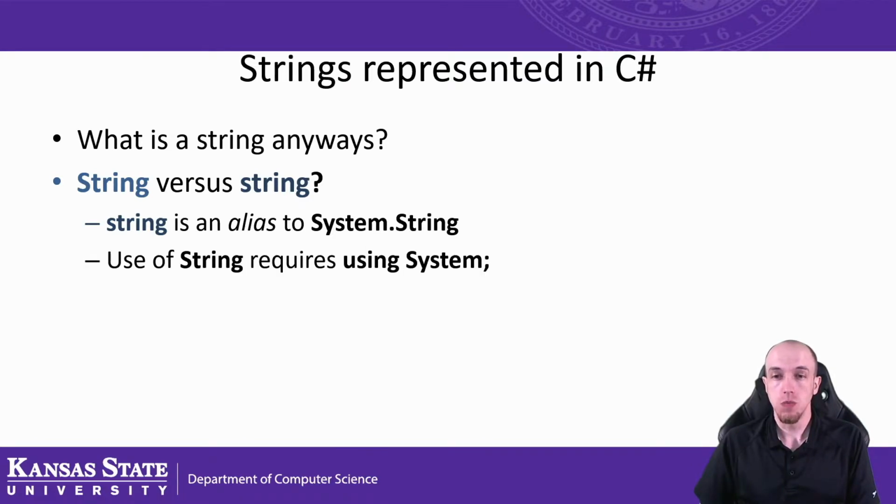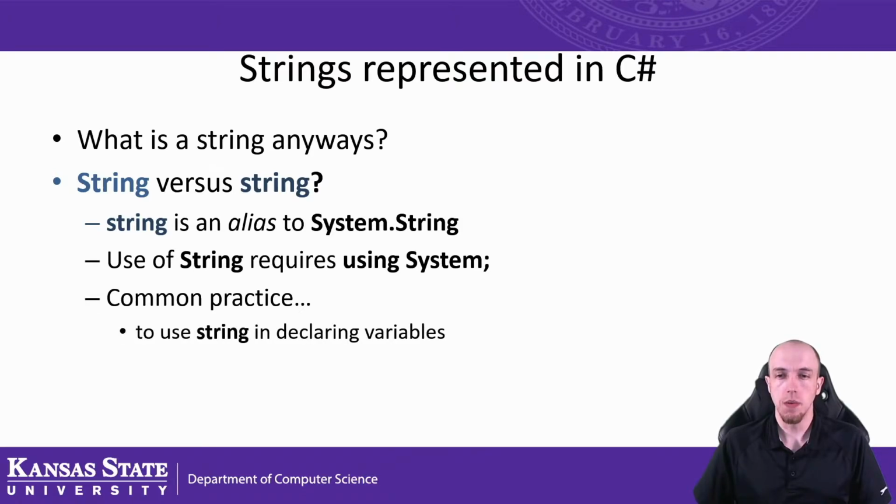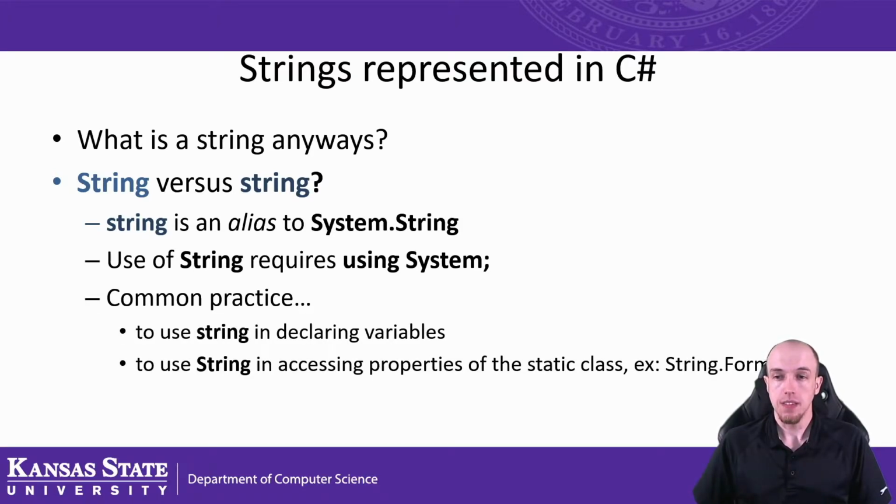And in fact, when you try to use the string data type, you actually have to import or add the using statement for System, unlike many of the other data types in other languages that you would consider a primitive type. Unlike some other languages, this means we actually have to import the System library to gain access to some of the data types that others would consider primitive. But which should you use? They're completely interchangeable. However, it's better practice to use the lowercase version of the data type when declaring variables and the capitalized version for accessing static properties or methods of the class. For example, the String.Format method.